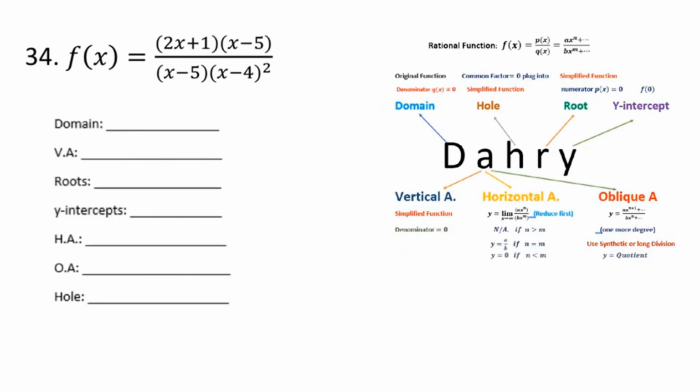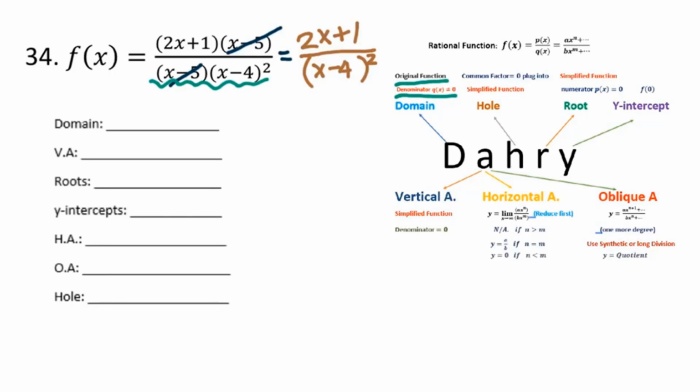For number 34, it's already in factored form, and we can see we have a common factor. Reduce, you will get 2x plus 1 over x minus 4 squared. For domain, original function denominator not equal to 0. This will be the original function. Therefore, x minus 5 and x minus 4 squared not equal to 0. You will get x not equal to 5 and 4.